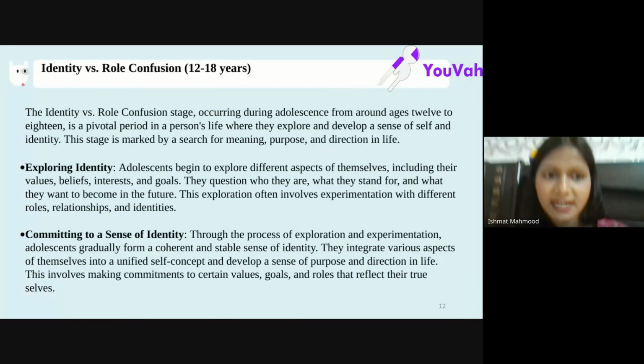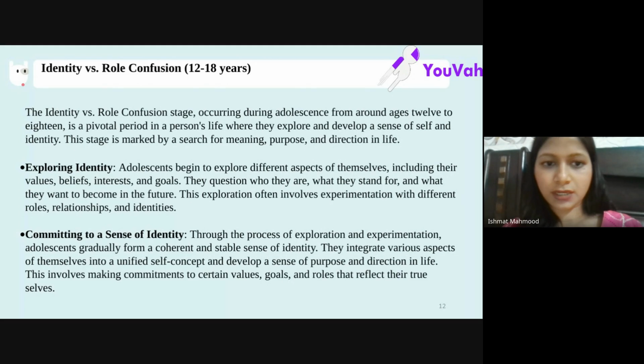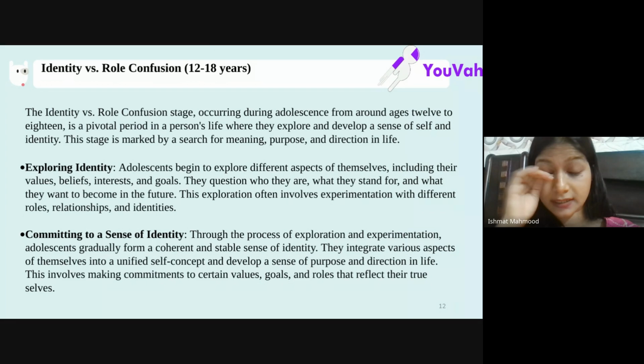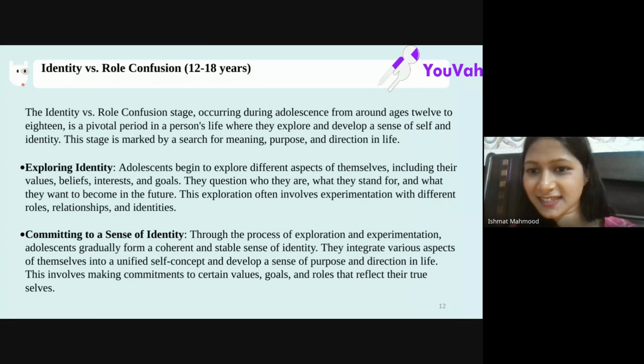So the next stage is identity versus role confusion, which starts at the age of 12 to 18 years. Does anybody want to give some input about this? Identity versus role confusion. We must have gone through this phase. Yes, Zara.